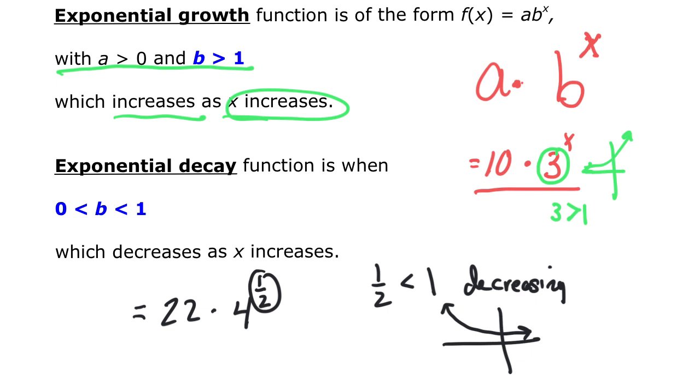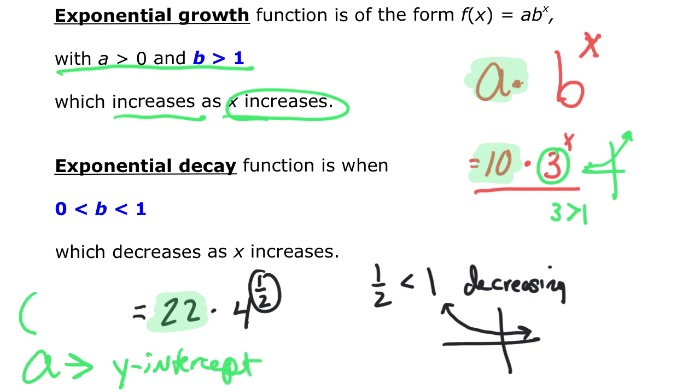The only other thing to remember here that could be of a big help is the a value. The a value ends up being the y-intercept. So you end up with an ordered pair, 0, a.